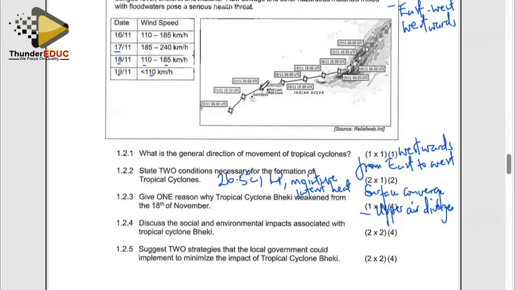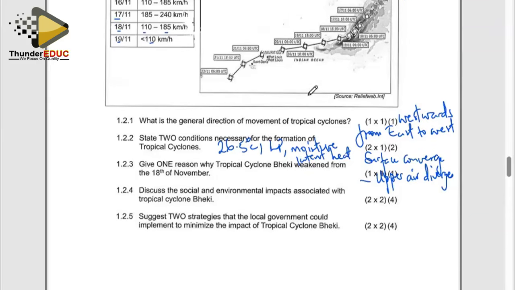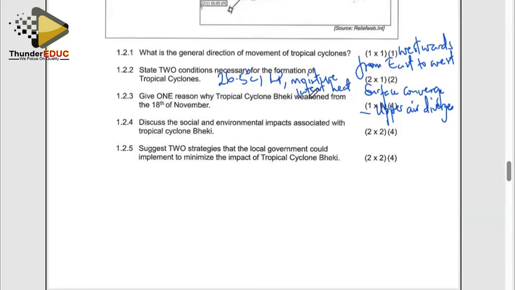Right. If you also want to check here, check its location. This is the 18th. Unfortunately, our infographic is not very clear. We cannot clearly see, but let's justify why it weakened. If you see a tropical cyclone weakening, there are factors that would have contributed towards its weakening. Right. The first reason there, you can talk of limited moisture.